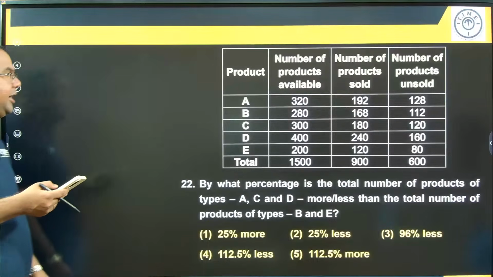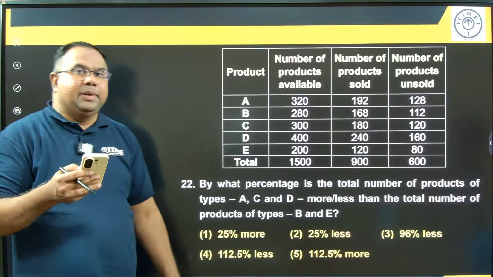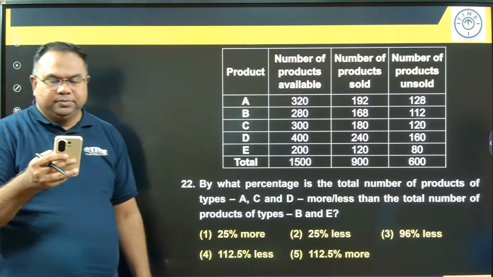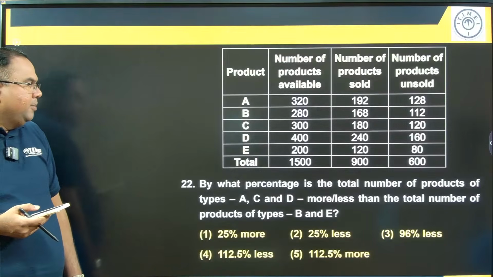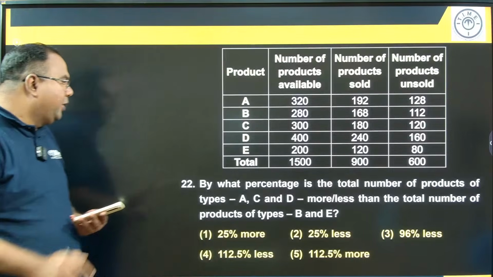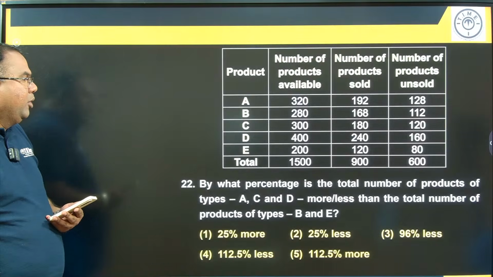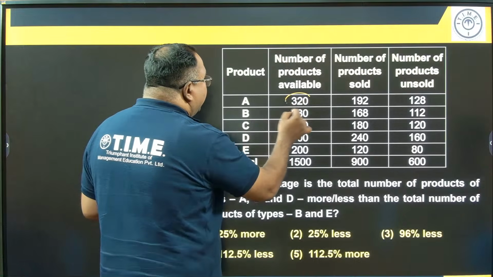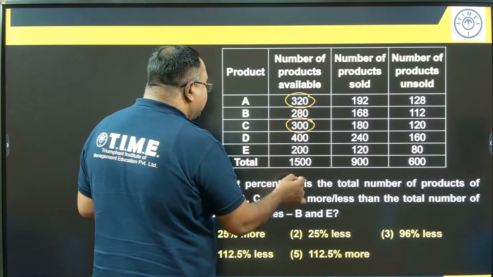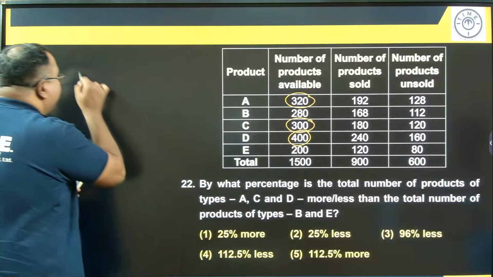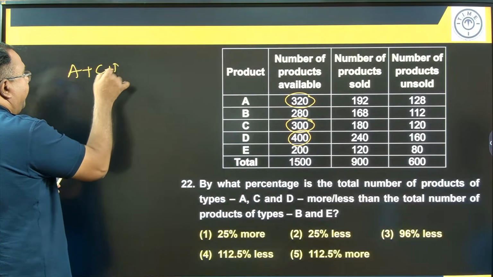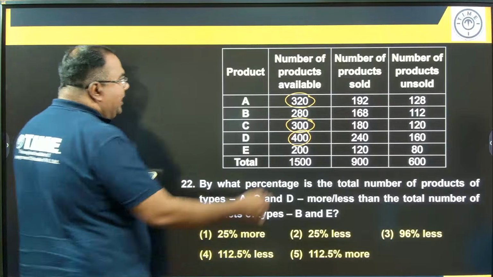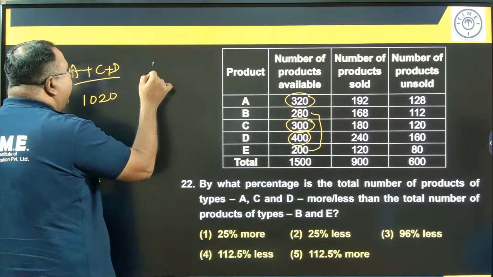Next question on your screen. Try this, students. 22. This is the last set. After this, we'll wind up. Try 22. By what percentage is the total number of products of types A, C, D more or less than the total number of products of B and E? A, C, D total products: 320, 300, 620, 400, 1020. Okay. This is what percentage more or less than B and E? B and E: 280 plus 200, 480.